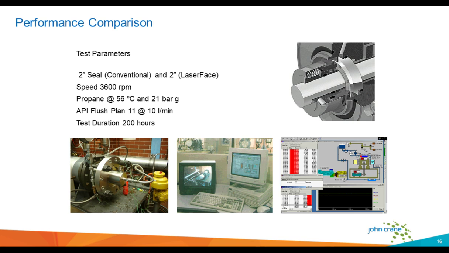Speed was 3,600 RPM. The media was propane at 56 degrees C and 21 bar G pressure. An API flush plan was used to cool the seal at 10 liters per minute, which is a bypass from discharge. And we ran these seals for 200 hours.